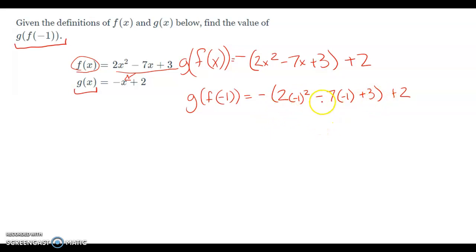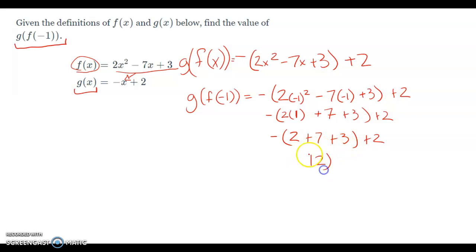On the inside, I have 2 times -1 squared. Well, -1 squared is 1 times 2. And -7 times -1 is a positive 7 plus 3. I have to remember to bring my parentheses down and my positive 2 over here. This becomes 2 plus 7 plus 3. And now I'm going to add everything inside. So 2 plus 7 plus 3 is 12. And then I distribute my negatives, so this becomes a -12 plus 2. -12 plus 2 is -10. So we have g of f of -1 is equal to -10.